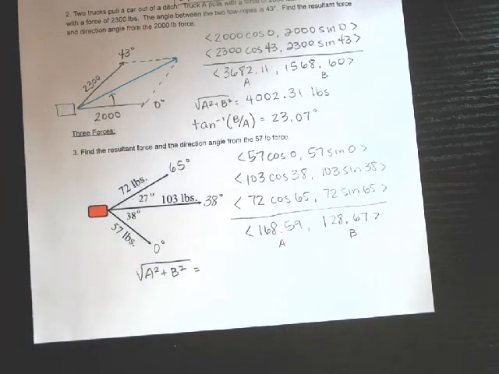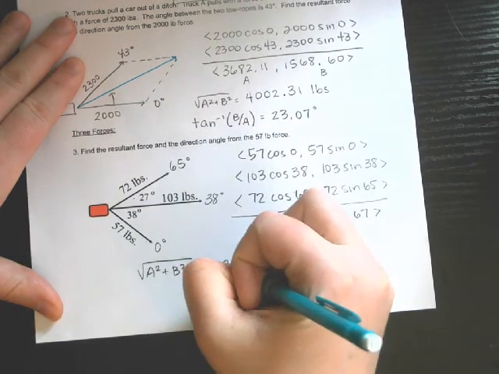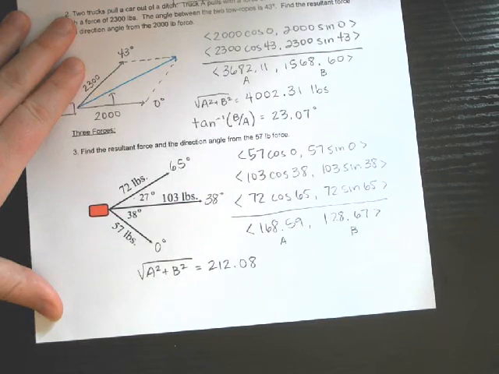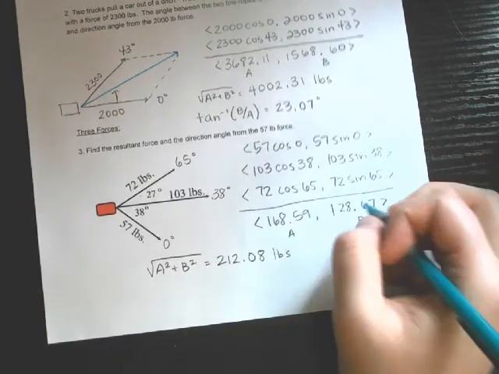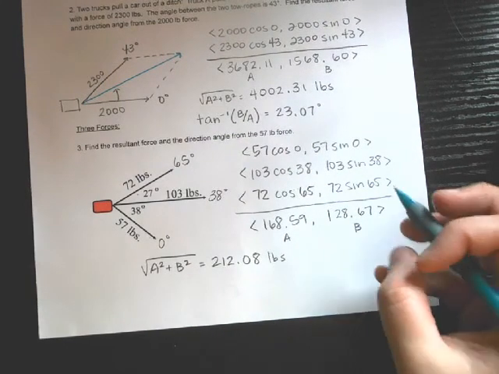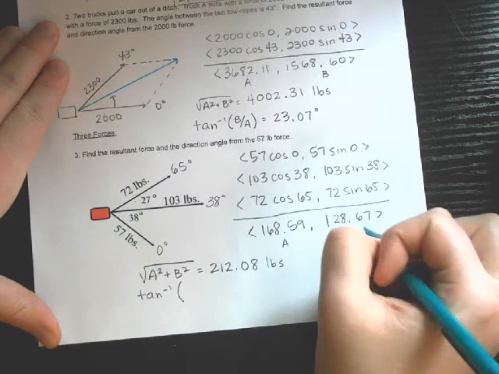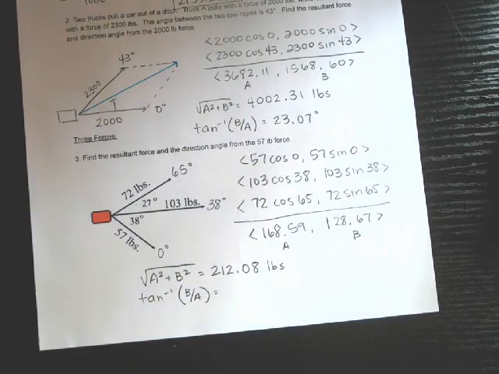So we're going to do the same thing to find the resultant force and direction angle. Resultant force is the magnitude. So I'm going to do A squared plus B squared and take the square root of that. Gives me a magnitude of 212 pounds on my resultant force. That's how much there is there, how much it's pulling.